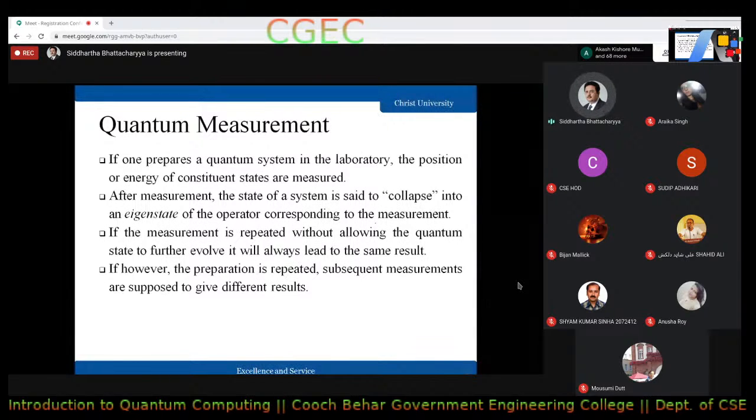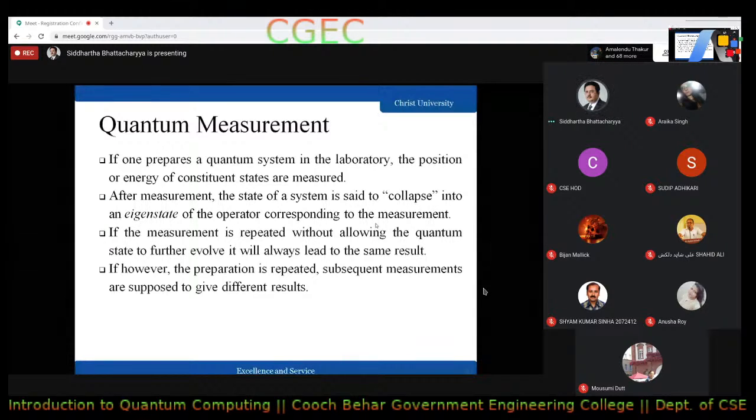If you prepare a quantum system in a laboratory, why is this important? You are preparing a quantum system in an isolated environment, which means it is free from any noise or disturbance. You are ensuring an isolated and very cool environment where you are preparing a quantum system that is superposing two states. Obviously they will remain intact. It is presumed that they will remain intact unless some disturbance is made.